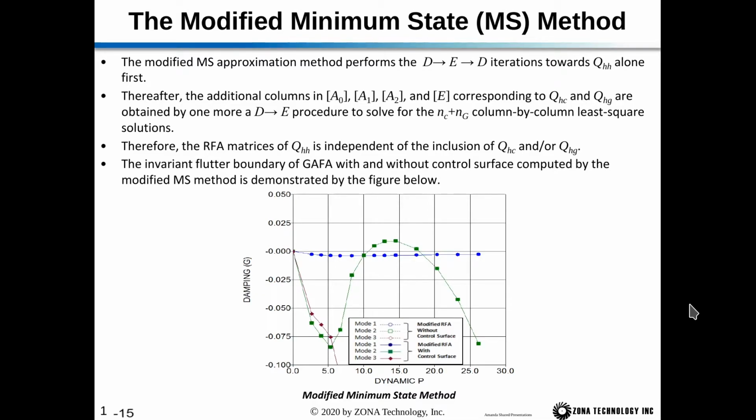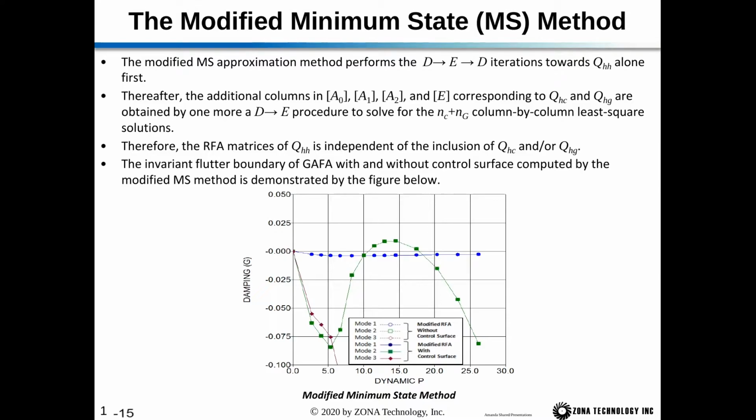So next, at ZONA, we developed the modified minimum state method to correct this error. The modified minimum state approximation method performs the DE iterations towards QHH alone first. Thereafter, the additional columns in A0, A1, A2, and E, which correspond to QHC and QHG, are obtained by one more DE procedure to solve for the NC plus NG column by column least square solutions. Therefore, the RFA matrices of QHH are independent of the inclusion of QHC and/or QHG.